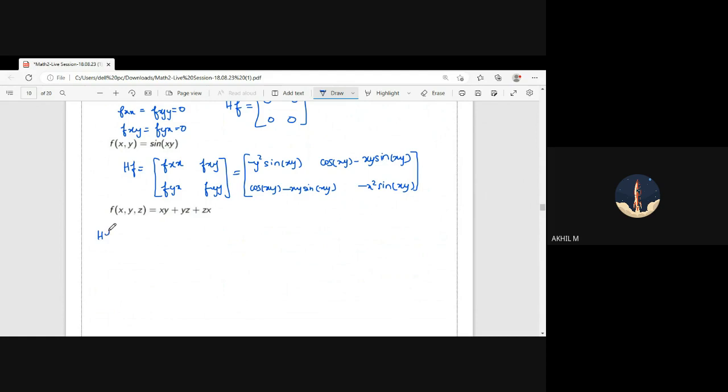Ma'am, by the way, what is the use of the Hessian matrix? That is what I told you. It is going to help us for classifying our critical points. We'll see it in the next slide.